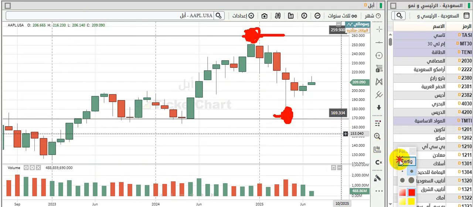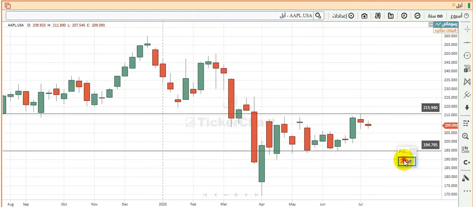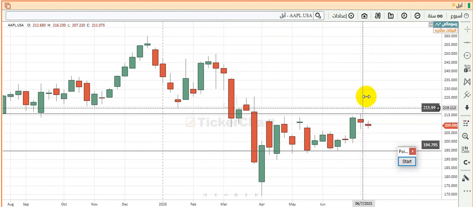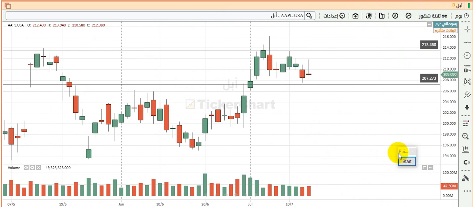Next, we move to the weekly chart and repeat the same step. Draw a line on the most recent visible high and low. In our case, the high is around $216.50, and the low is around $195. Then, we do the same thing on the daily timeframe, identify and mark the latest high and low.